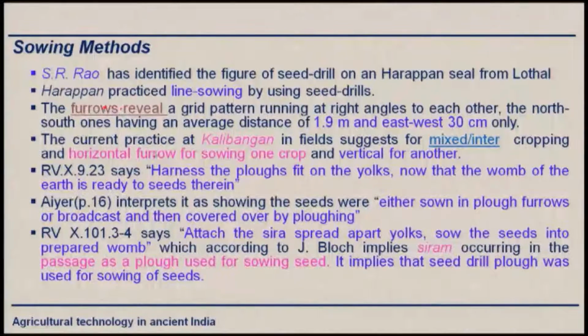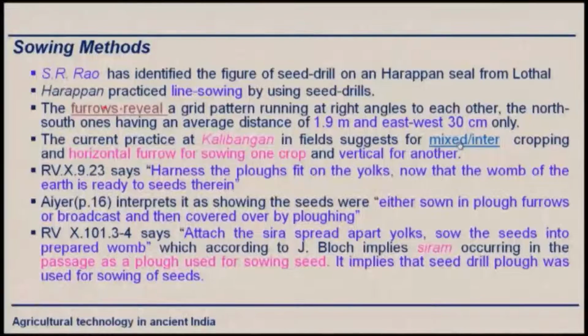So, what does the current practice at Kalibangan in the field suggest? It suggests mixed cropping or intercropping, which is being used nowadays also with the advent of what we call organic farming. Basically, it is natural farming, and the natural farming method went from India to other places, and is now improvised and coming back as organic farming to this country at this moment.